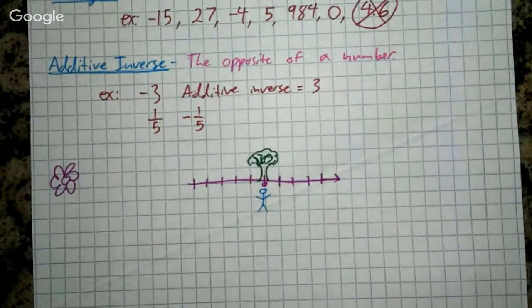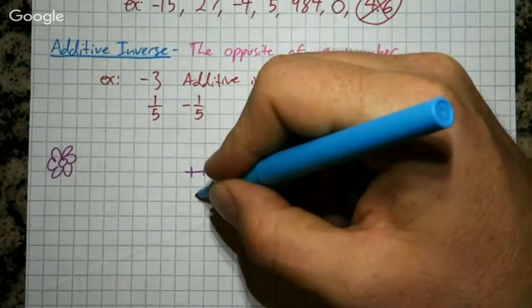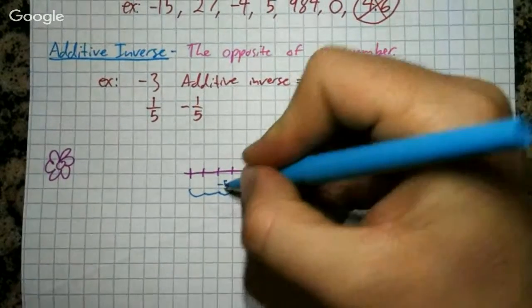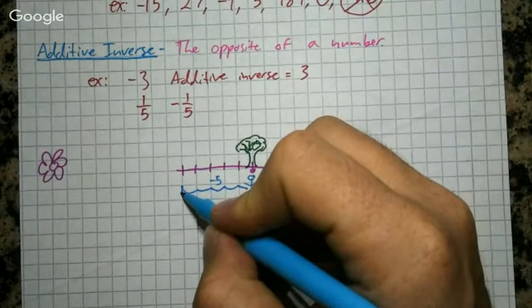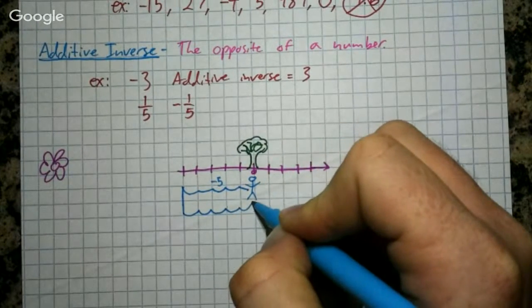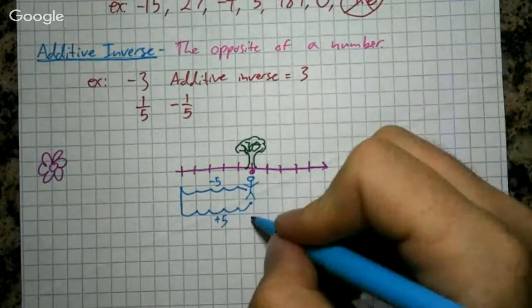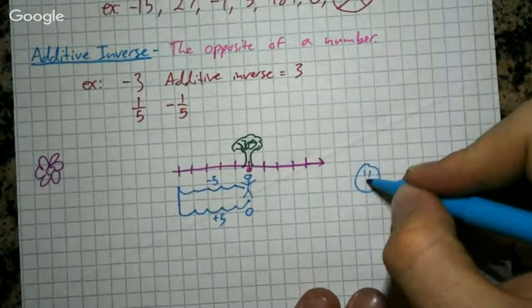Now, if I'm standing in front of a tree and I walk 5 steps, 1, 2, 3, 4, 5 steps, or -5 on the number line, and then I say, you know what? I kind of want to go see that tree again. And I go 1, 2, 3, 4, 5. I'm back at 0. See how complicated that is?